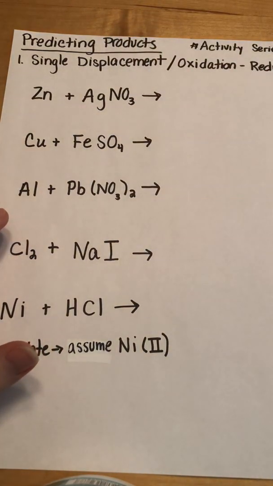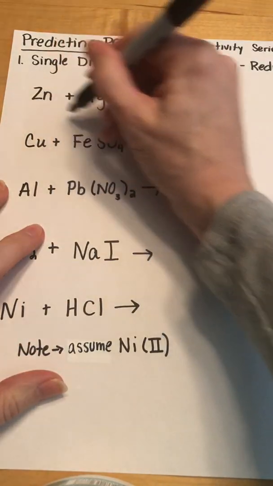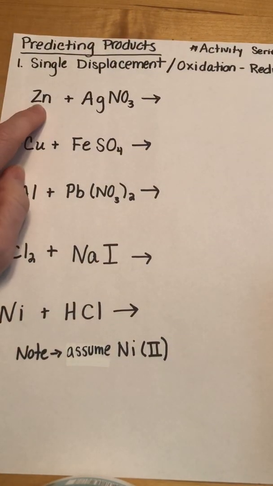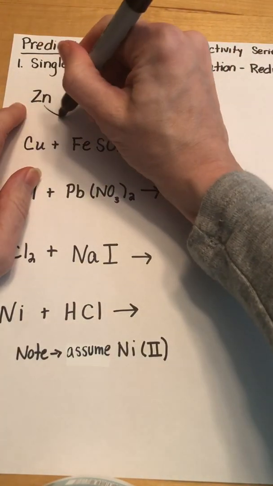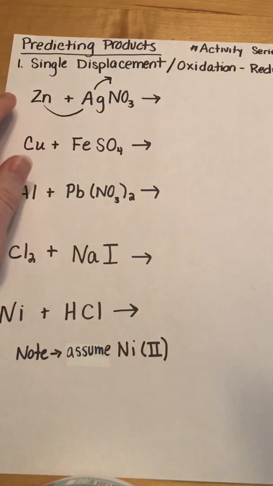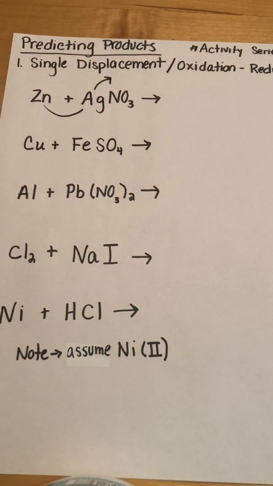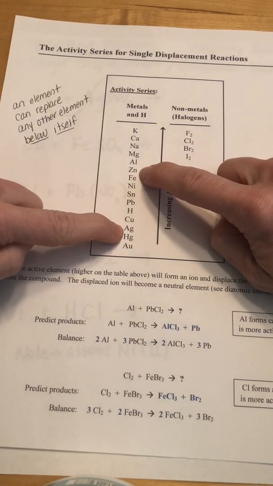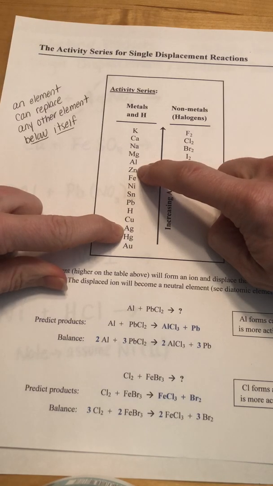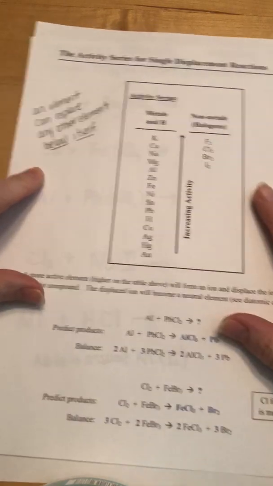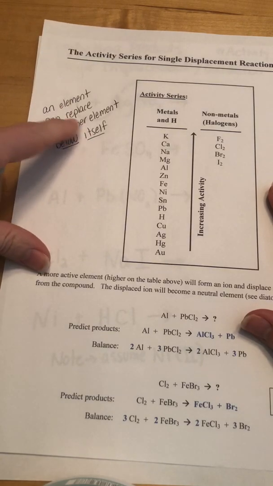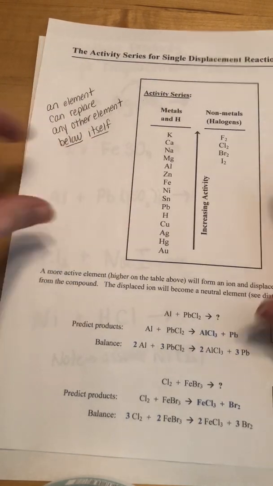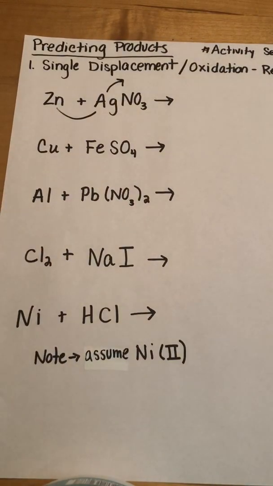So in a single displacement, we know that the element by itself is looking to replace an element in a compound. If the element by itself is a metal, it can only look to replace the metal in the compound. In this case, zinc is looking to replace, or kick out, silver. To know if zinc is strong enough, we have to refer to the activity series chart. I would look up zinc and I would look up silver. Since zinc is above silver, it is able to kick it out. I put a note on here: an element can replace any other element that's below itself. Since silver is below zinc, that can happen.